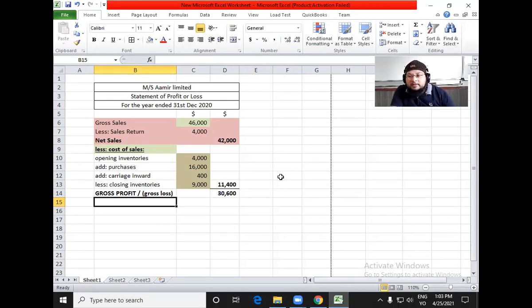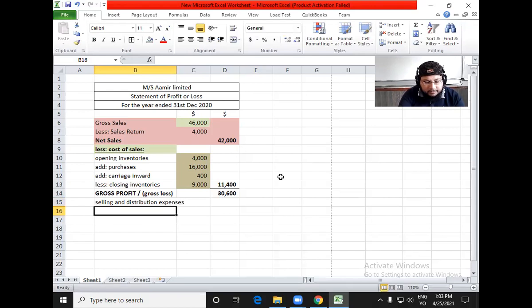It can be asked in the examination. You can be asked how to calculate the cost of sales, and how to calculate the gross profit. Once we are done with the gross profit, we need to subtract some expenses. First of all, we have selling and distribution expenses.